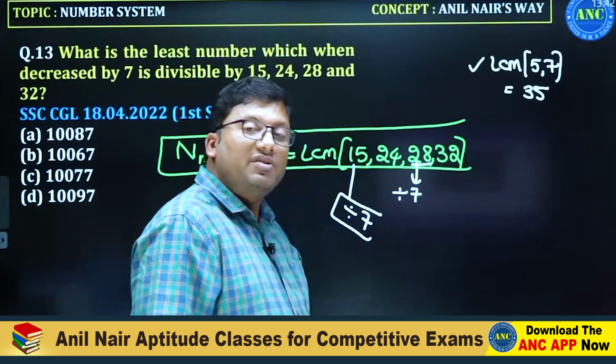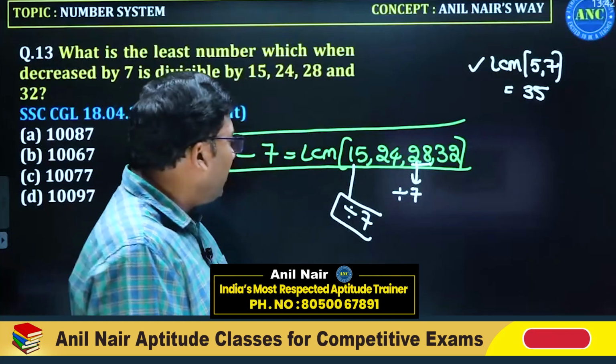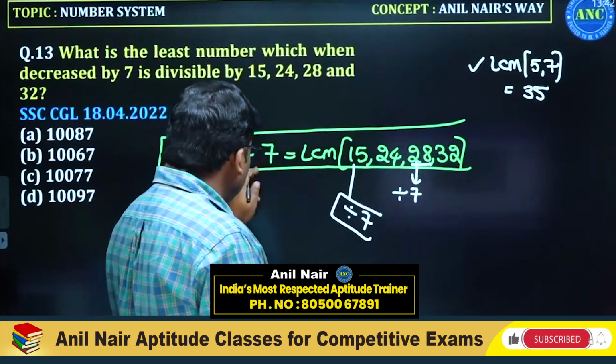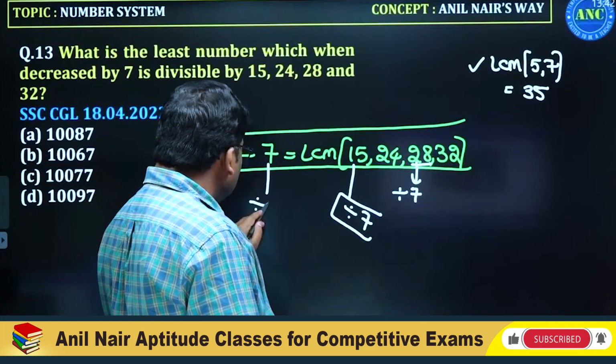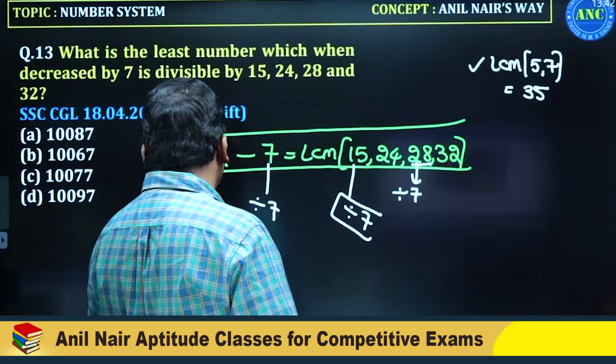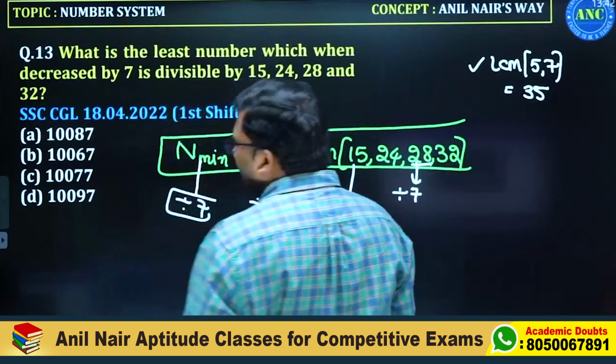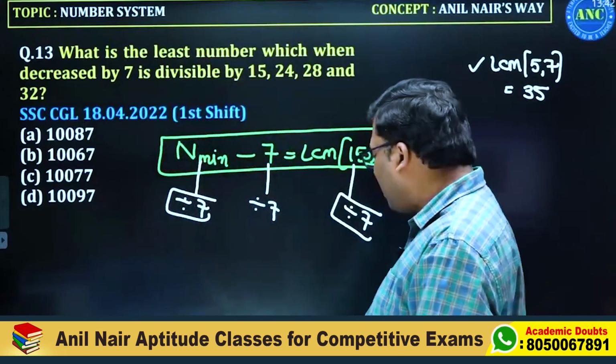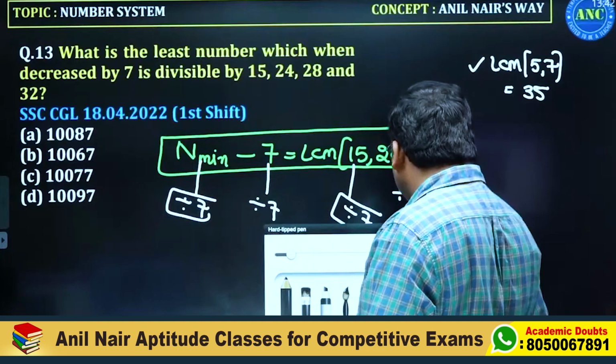One input number is divisible by 7, and the output is also divisible by 7. This is divisible by 7, this is also divisible by 7. That means the answer should be divisible by 7. Check which answer option is divisible by 7.